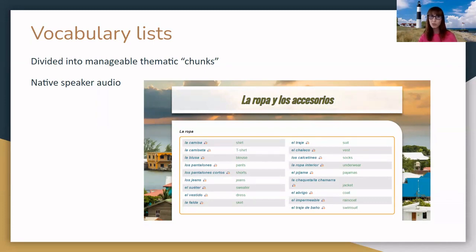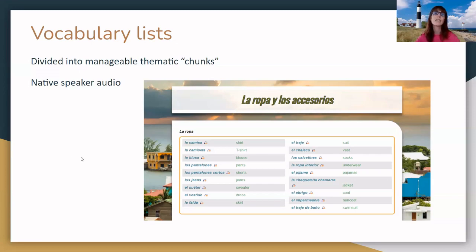So this is a great way to start with your vocabulary: just use the list and use how organized it is, and use that audio, because that way the students are getting that authentic sound, and it's motivating to them to be able to copy it.